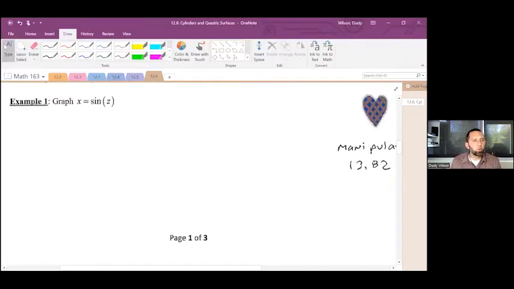In example 1, we want to graph x equals sine z. We could try this same technique that we just learned about, and then we can look at the manipulate where this happens. So let's do it by hand so you get the rough sketch idea first.